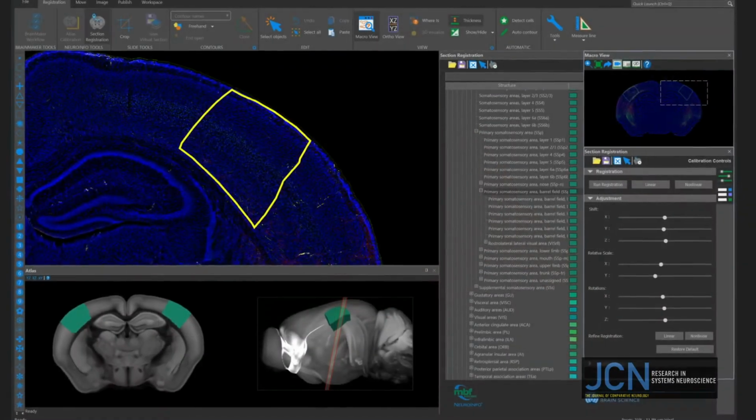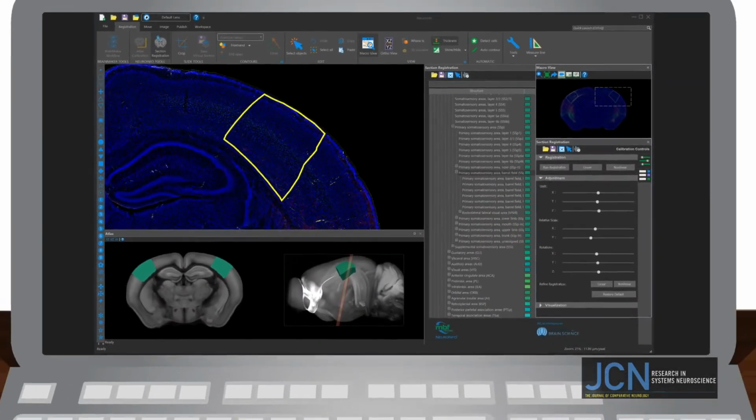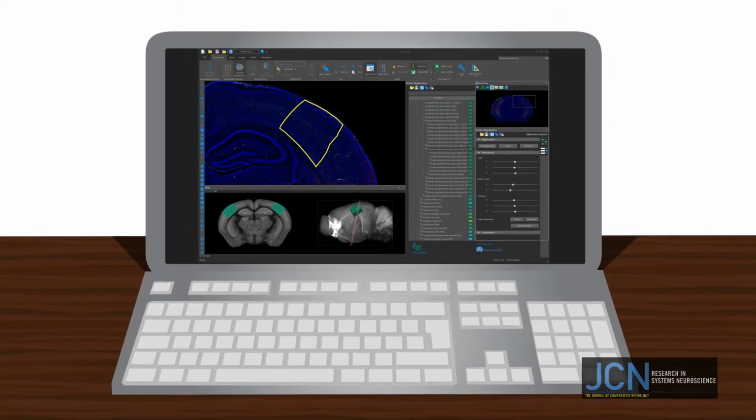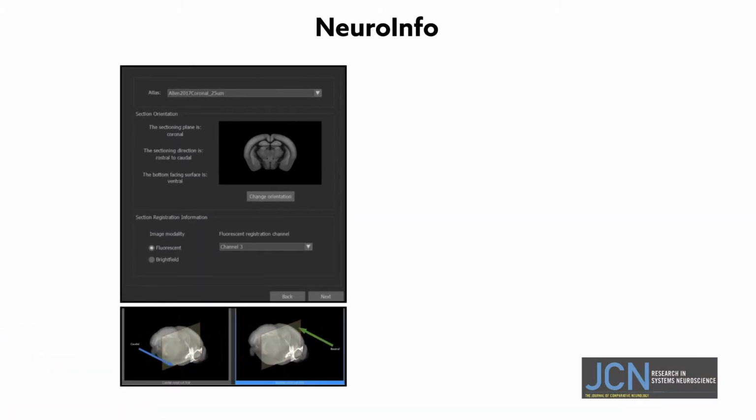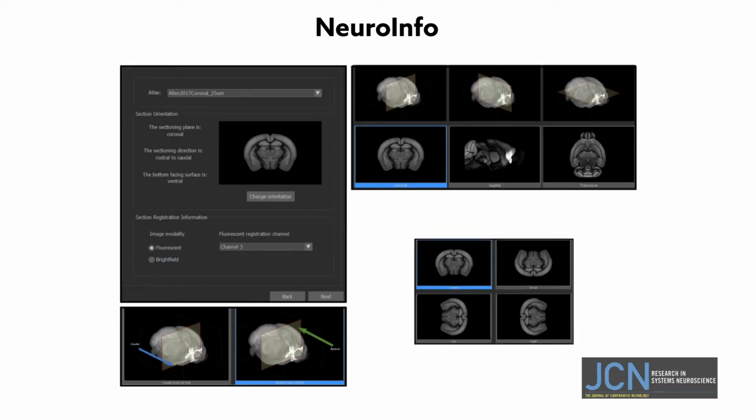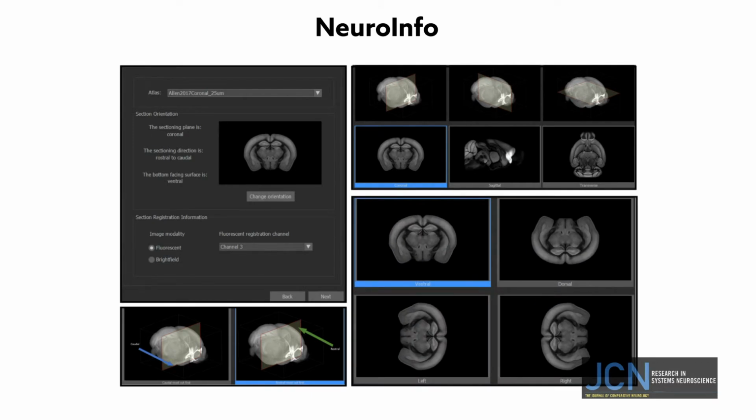A new automated system aims to solve this problem by taking the guesswork and potential observer error and bias out of the equation. Much like a GPS system in a car, the program, called NeuroInfo, helps researchers navigate through the microscopic anatomy of a brain section.